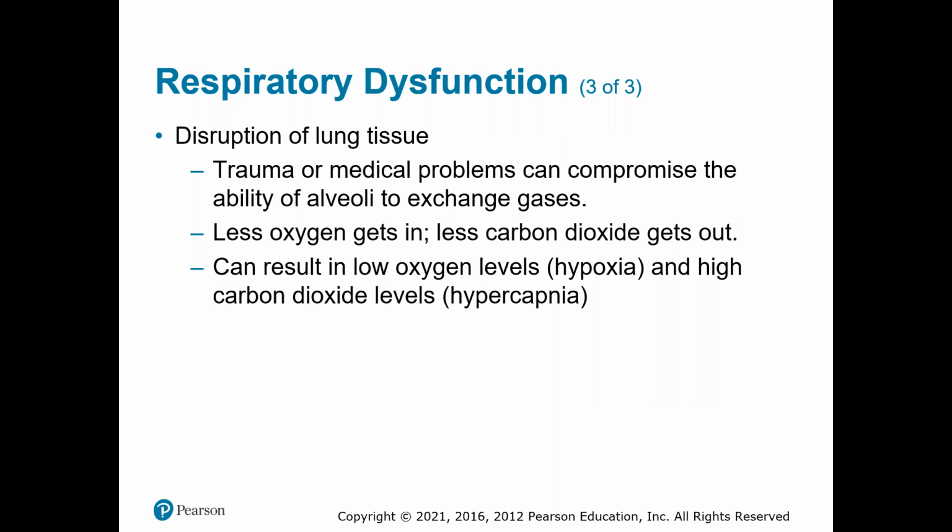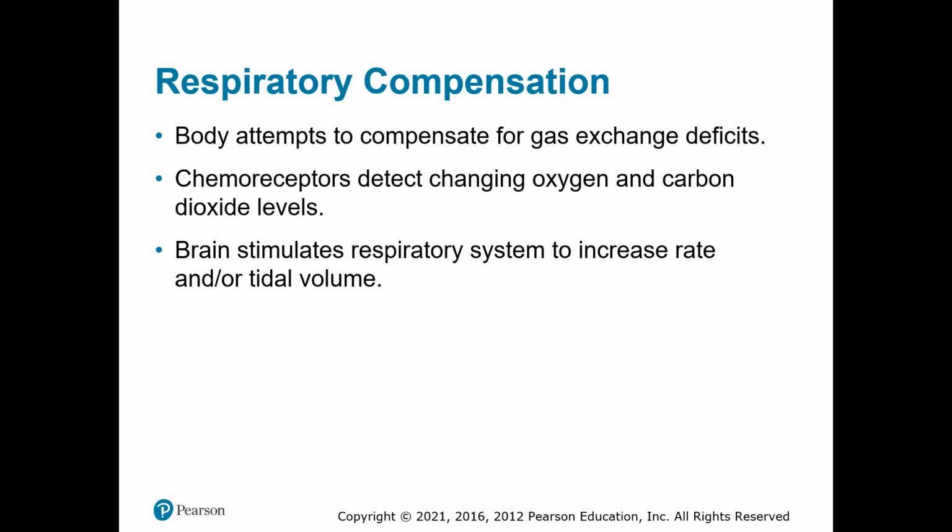So we talked about the medulla oblongata being able to regulate, but what does that actually mean? Respiratory compensation: the body attempts to compensate for any deficits. Chemoreceptors basically register how much oxygen and carbon dioxide are moving in and out of the cells. The brain will stimulate the body to increase how fast we breathe and how deep we breathe, according to what it believes the deficit is.